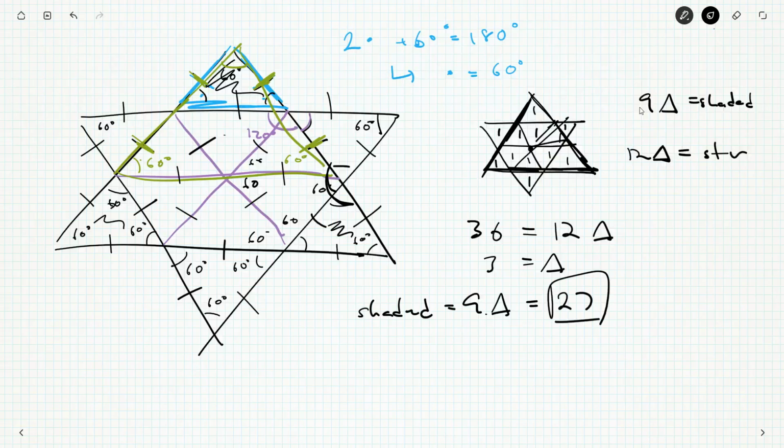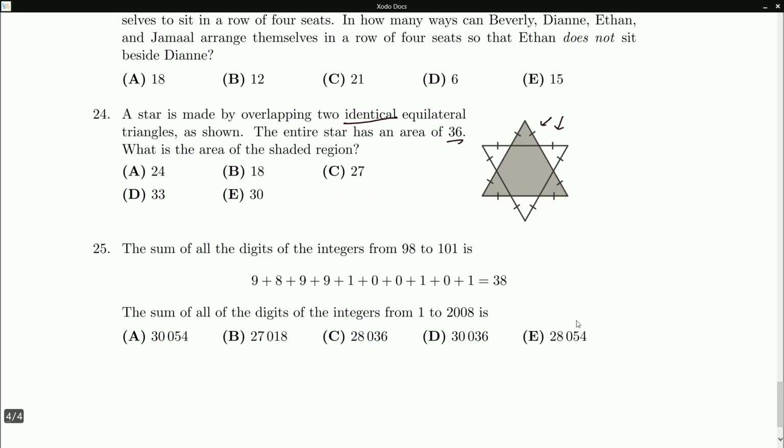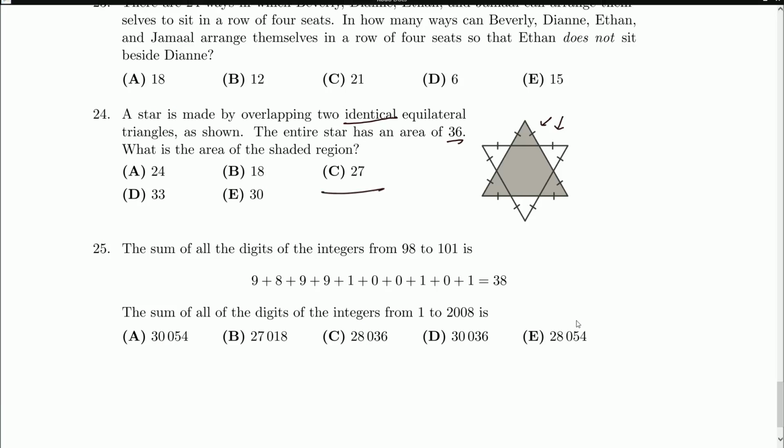Okay? Is 27 one of our possible answers? It certainly is. It's right there. So C is going to be our answer for 24.